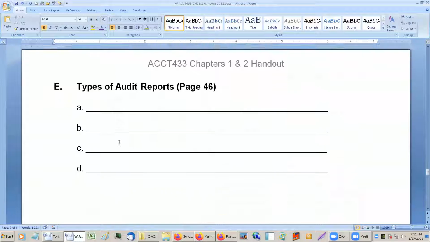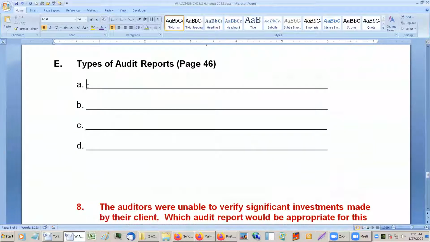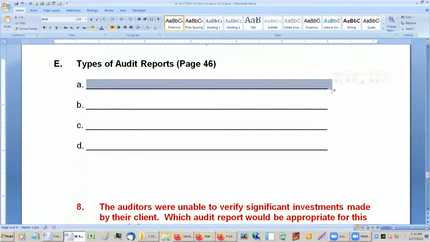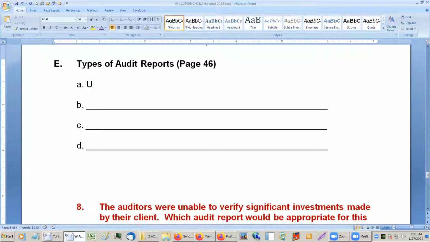Okay. Types of audit reports. The first one is what we call a clean opinion. Let me give you the real terms for it. Unmodified. This is for privately held non-issuers.